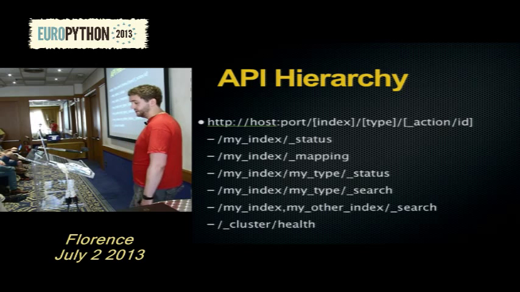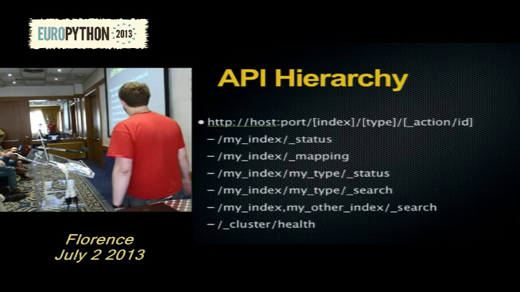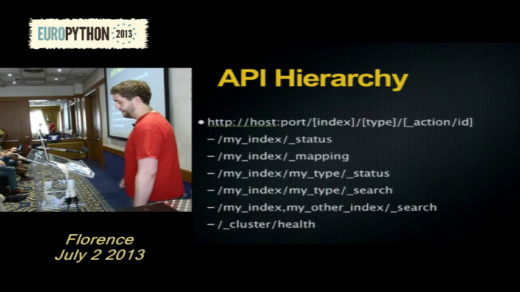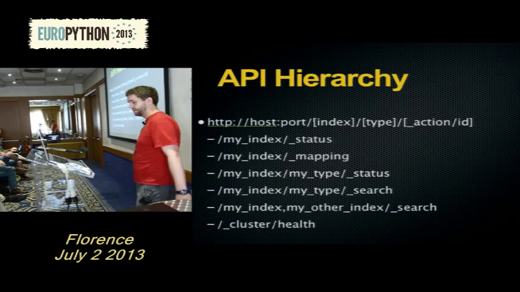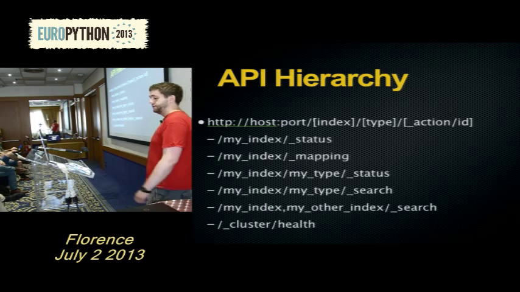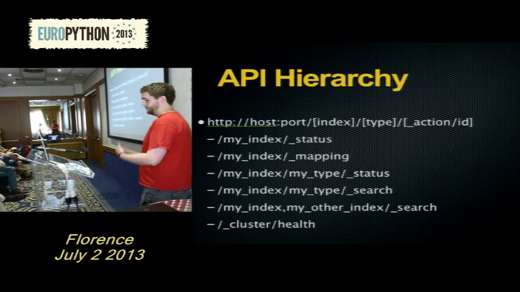The underscore search is the one you'll probably use most, because that's the entrance to the search and to finding your data, and you do all of your faceting and all your querying through that. Then at the bottom you can see an example of how you do it with 2 indexes. And finally, at the very bottom, is how you check your cluster health. This is something that you'll want to monitor a lot, and you'll want to set up alerts for it.